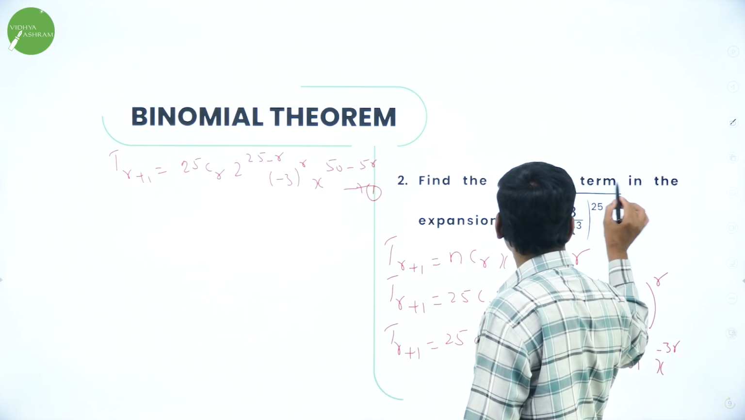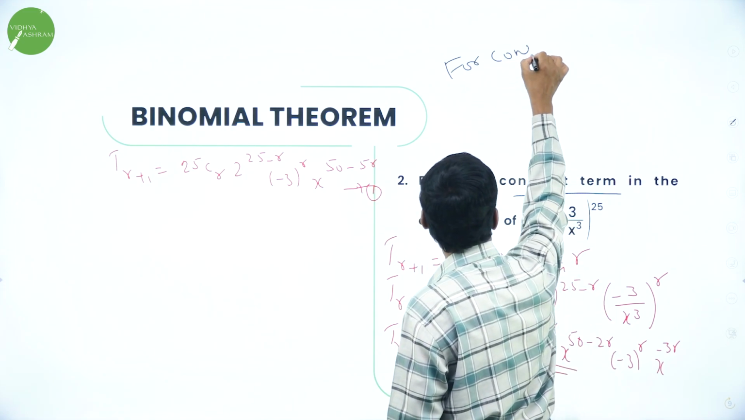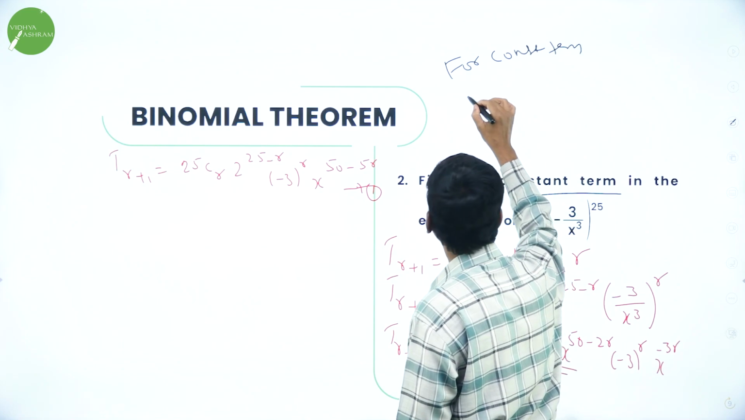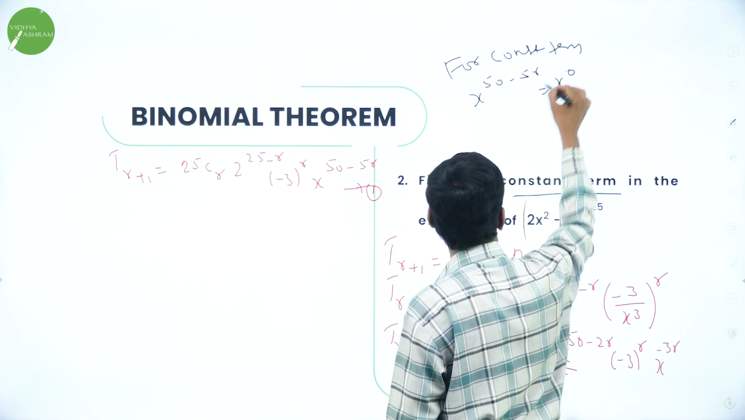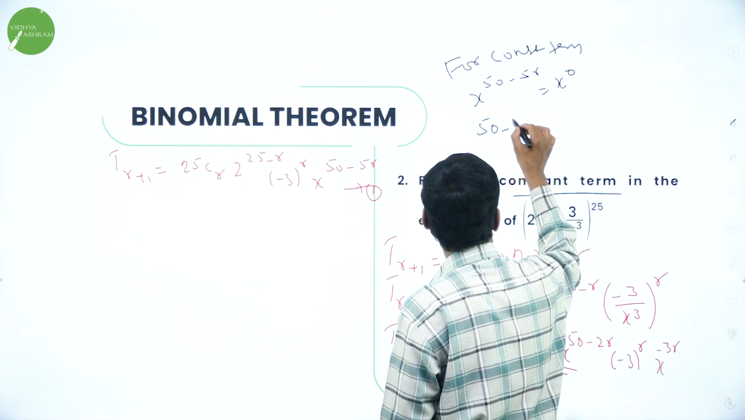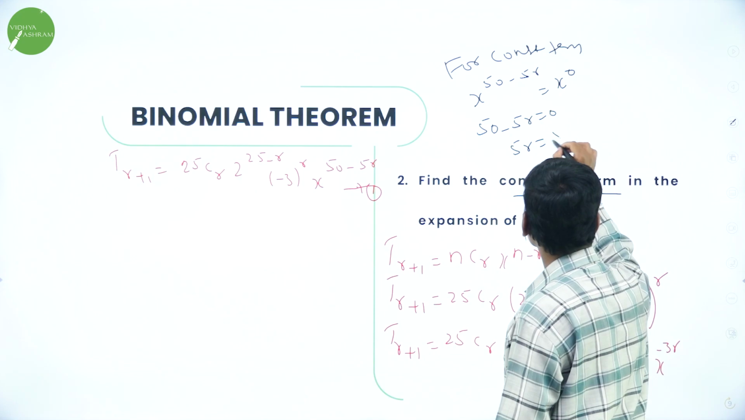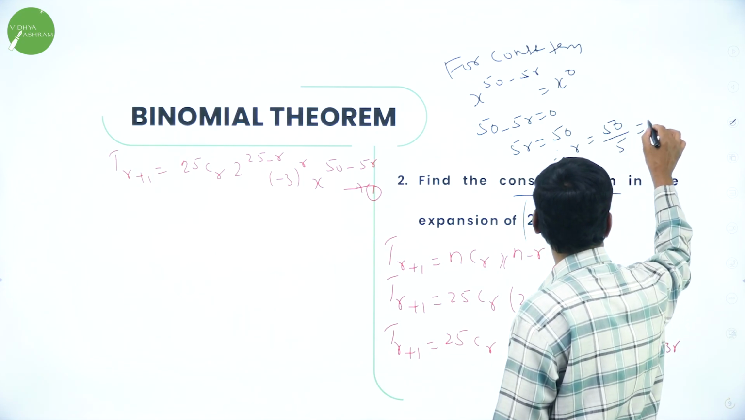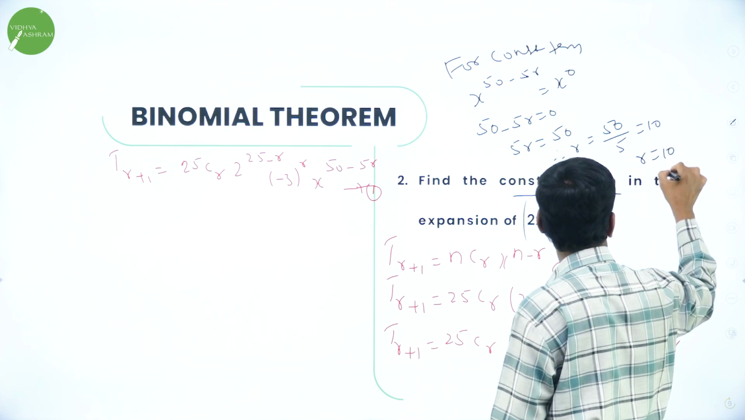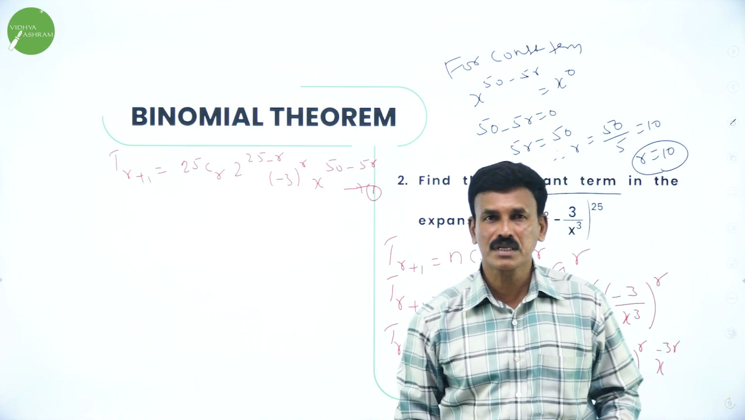For the constant term, equate this: x to the power of 50 minus 5r is equal to x power 0. 50 minus 5r is equal to 0, 5r is equal to 50, therefore r is equal to 50 divided by 5, which is 10. r is equal to 10. That's it. Put r is equal to 10 in equation number 1, you will get the answer.